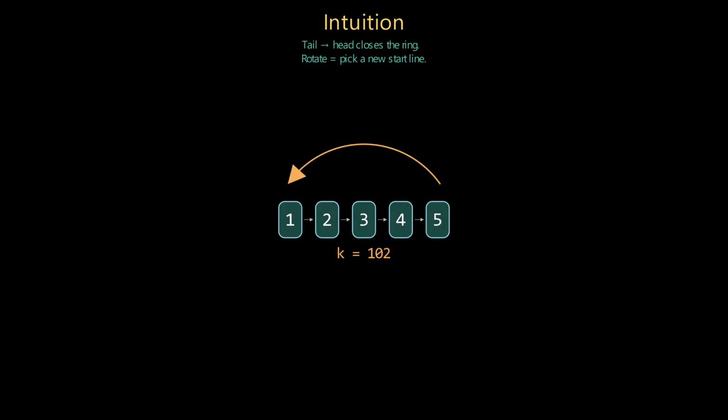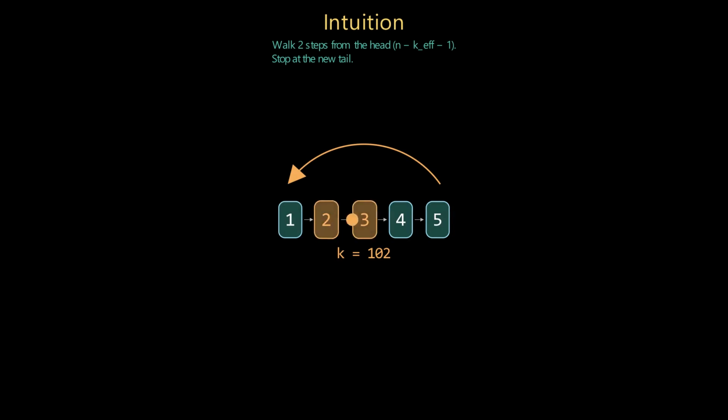Normally the tail's next pointer is null. After we know n and the effective k, we point the tail back at the head. That closes the chain into a ring. Now rotating is not about moving every cell, it is choosing a new starting line on the ring.